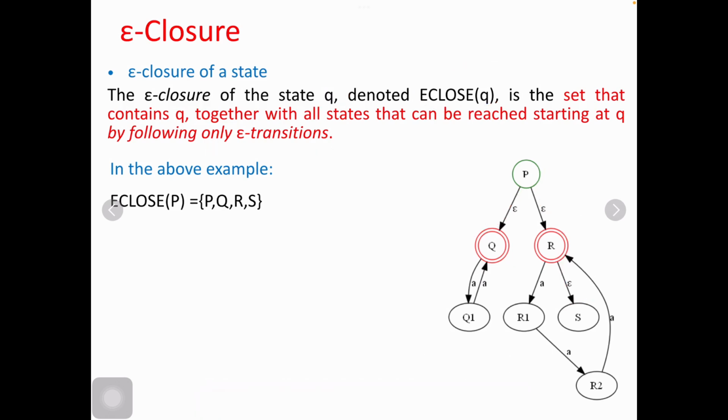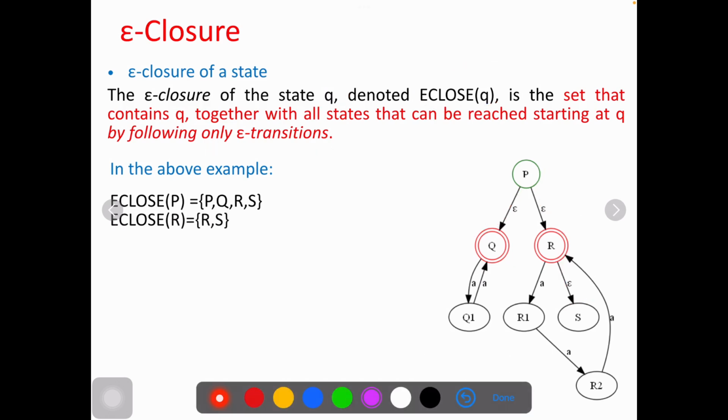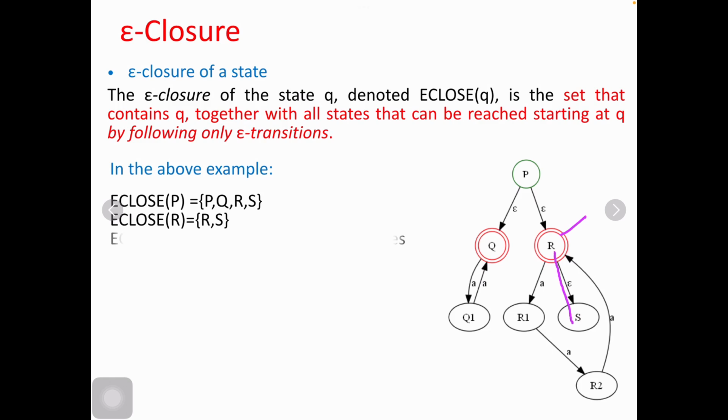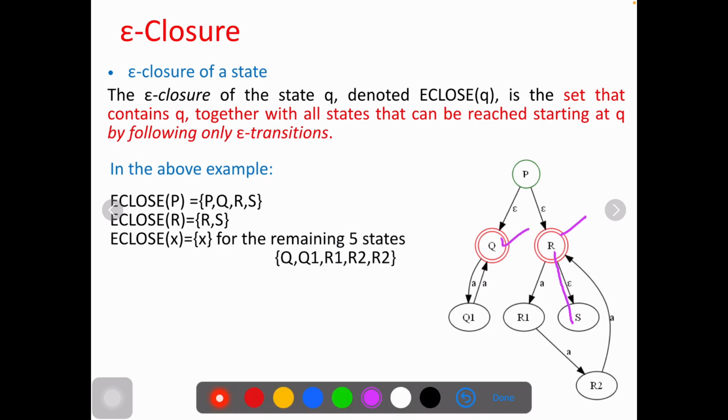Similarly, E-closure of Q and E-closure of R. You can take E-closure of R: from here you are able to reach R and S, including the starting point R. And E-closure of Q: suppose E-closure of Q is Q only, so there is no path after that to reach any other state on epsilon from Q. So for that I have defined it like this.